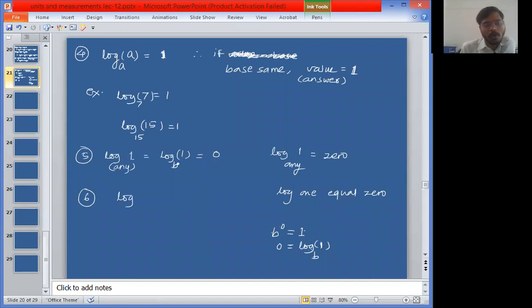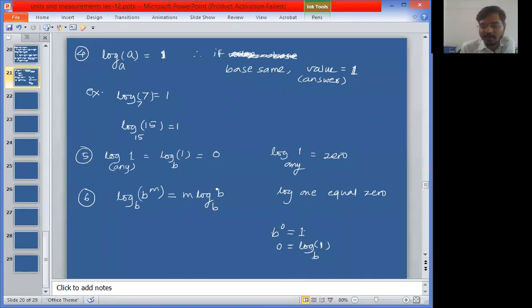Can I write it? Log of b raised to m to the base b, try to understand, is equal to, the index can be taken out of the log. Okay sir, index can be taken out of the log. This b as it is, this b as it is.